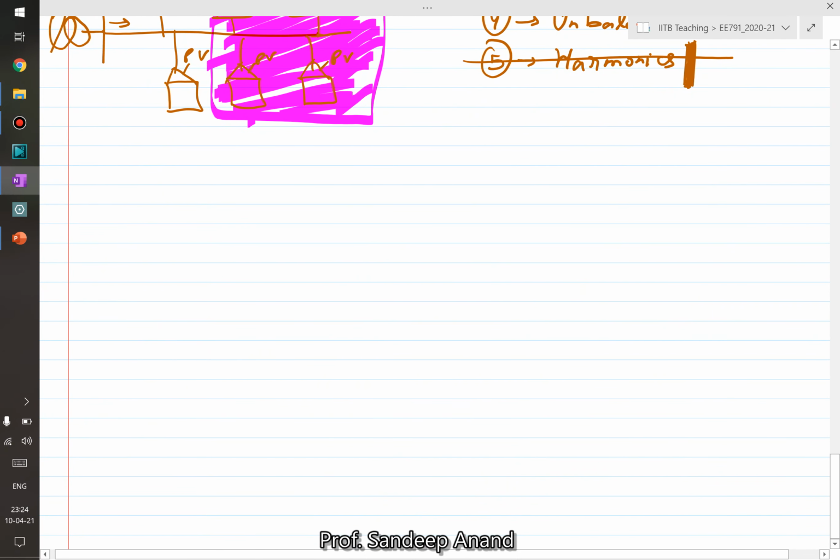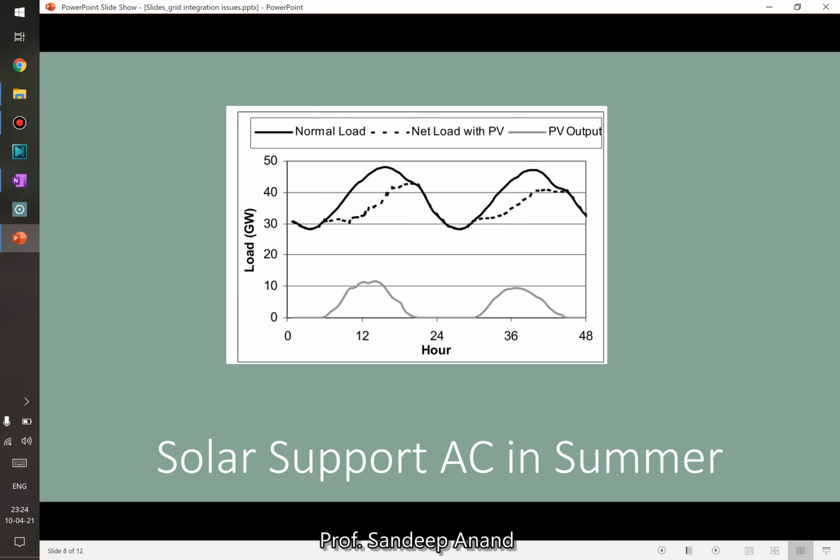So I'm going to show you a graph, taken from one of the three references which I showed before. This is of the Electric Reliability Council of Texas, ERCOT, of the year 2000. On the top, the graph shows the normal load in the dark black shade, and then in the other black graph it shows the net load, because part of the load is getting offset by the solar photovoltaic.